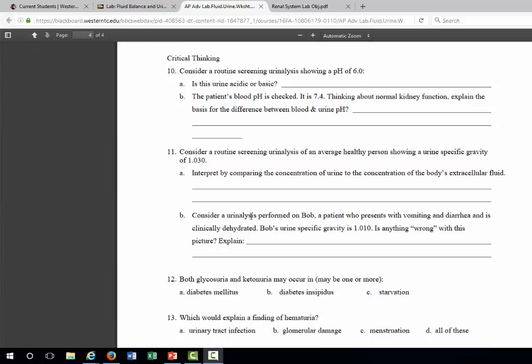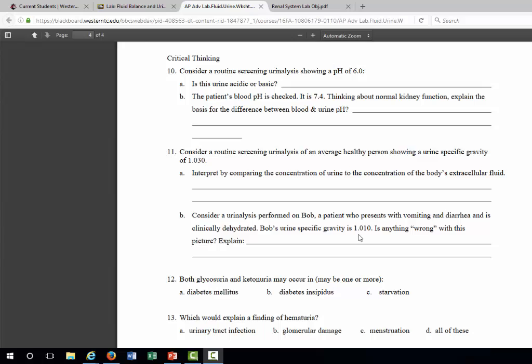And then we have a patient considered in urinalysis. He presents with vomiting and diarrhea, is dehydrated. His specific gravity is 1.01. Is anything wrong with this picture? So he's dehydrated, vomiting, and has diarrhea. What should his specific gravity be based on what we just talked about? It should be higher, right? It should be higher, but is it? No. So are his kidneys functioning properly?